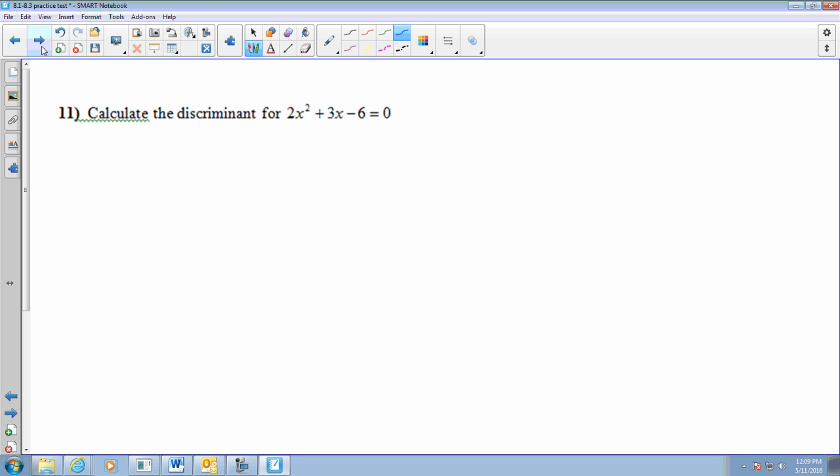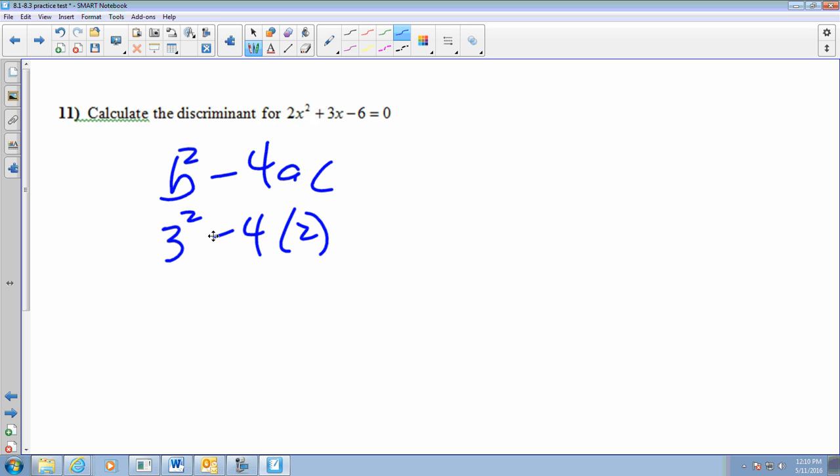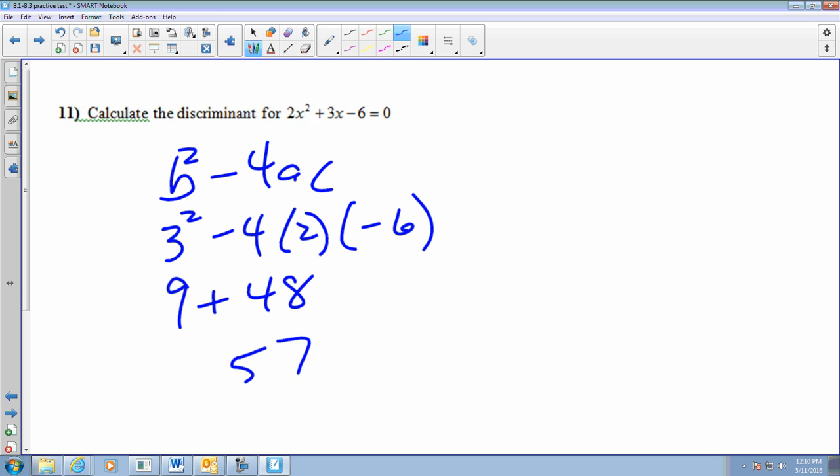Number 11, it actually asks us to calculate the discriminant. So I'm going to write b squared minus 4ac, and then I'm going to find out what that is. I get 3 squared minus 4 times 2 times negative 6, which gives me 9. Negative times negative is positive 48, which gives me 57.